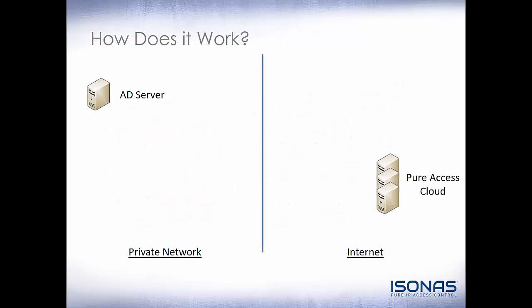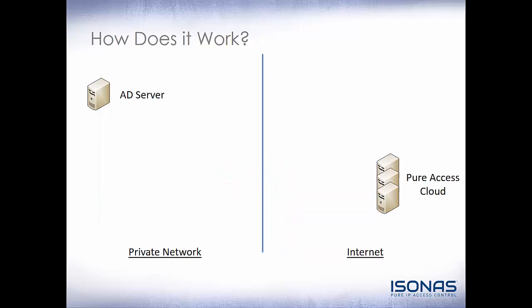So how does this actually work? We have our Active Directory server in our private network, and we have our Peer Access cloud server out on the internet. In order for this to work, the Active Directory server has to talk to Peer Access cloud. However, we just don't want to have our Active Directory server connected externally out to the internet. That's a big security risk.